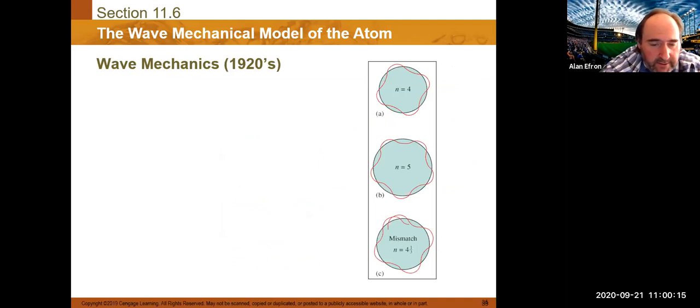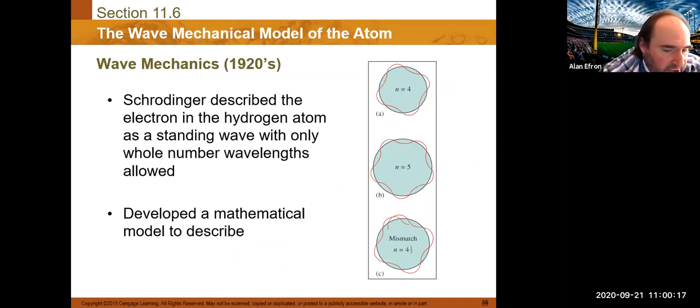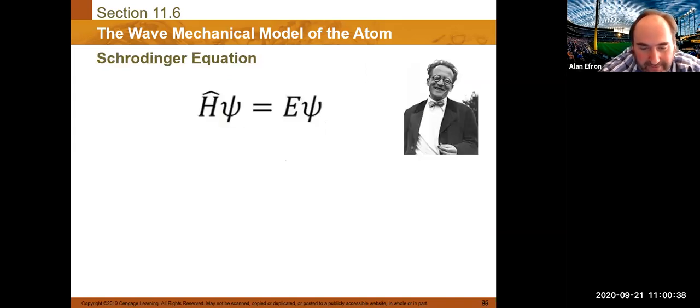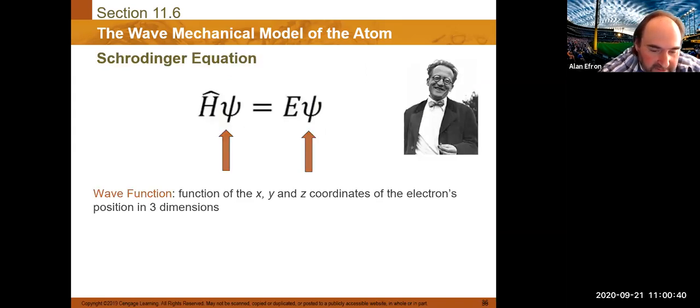So Schrodinger described basically an electron in a hydrogen atom as a standing wave with only whole number wavelengths allowed. He developed a very fun mathematical model that describes this, which is by those symbols. We should definitely skip that part of it right there. Those are what are referred to as wave functions. And again, it's a lot of calculus, derivatives, and those types of calculations.